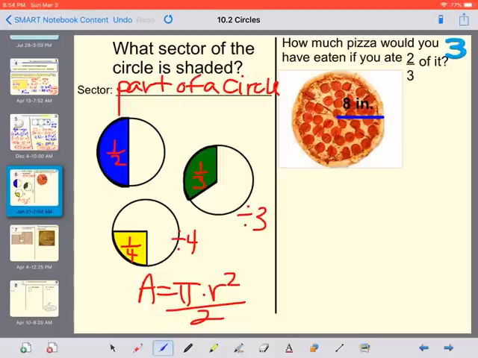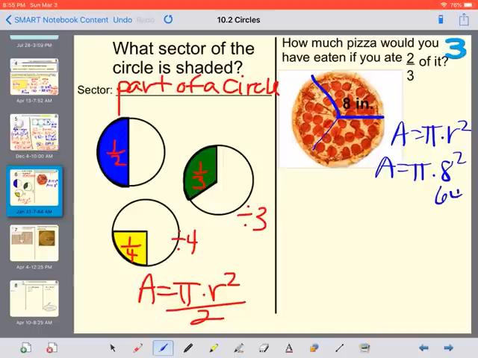So it says, how much would you have eaten if you ate 2/3 of this pizza? So if we wanted to draw it into thirds, we could. But area of a circle is pi times radius squared, and our radius is 8. So pi times 8 squared. Well, I know 8 times 8 is 64, so it's really pi times 64. It's less work plugging it in your calculator that way.